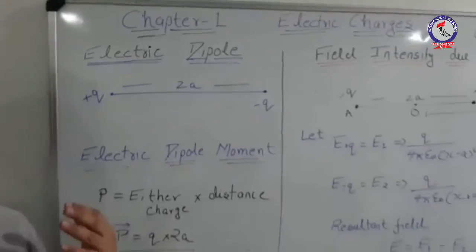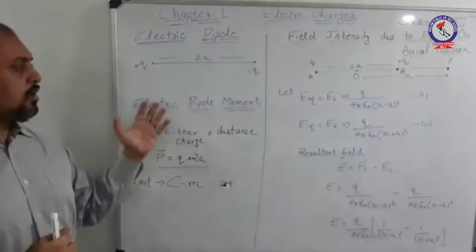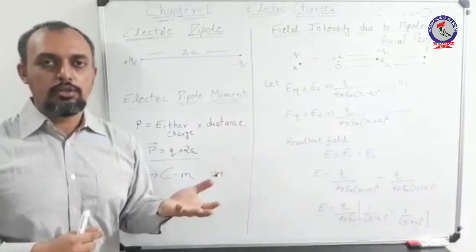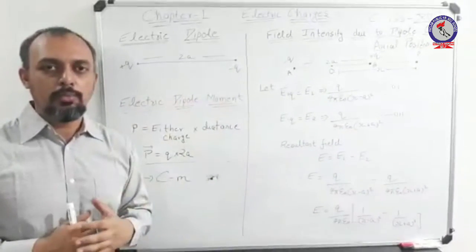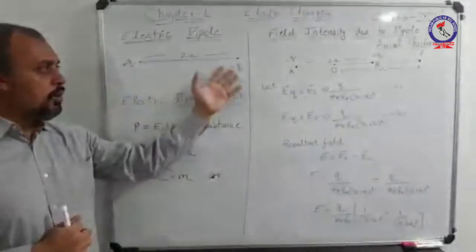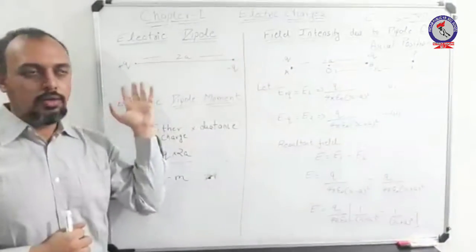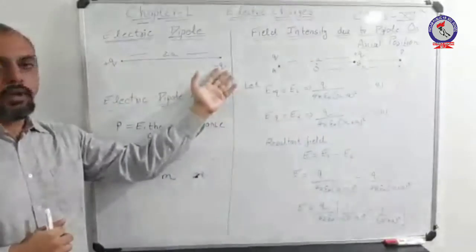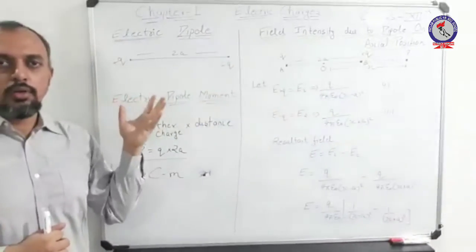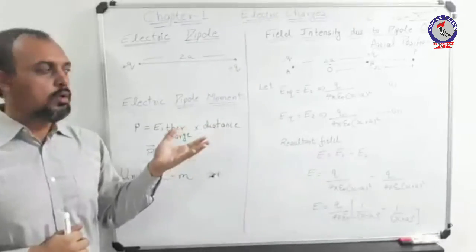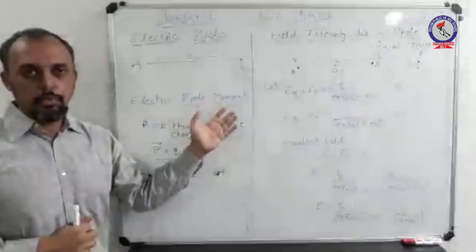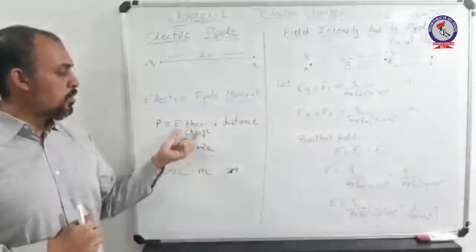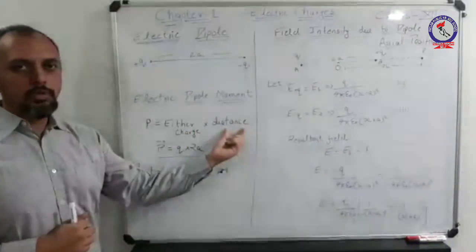Now moving on to another concept, that is electric dipole moment. The electric dipole moment is actually the measurement of field strength created by a dipole. Since a dipole may be a combination of charges of different magnitude, here I have taken plus q and minus q. It can be plus 2q and minus 2q. So the measurement of field strength of a particular dipole is measured in terms of electric dipole moment, which is represented by letter P. It is actually a product of either charge and the separation between them.